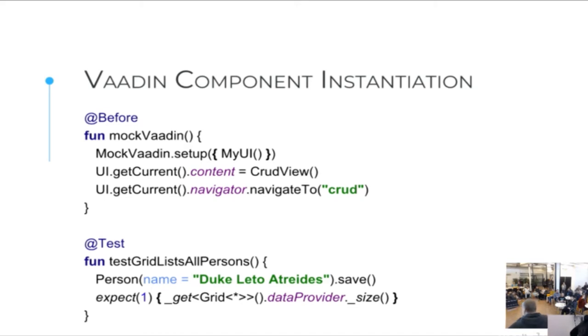Well, we need to prepare the Vaadin environment, right? So there is this function, which is actually really small, maybe 20 lines or so, which creates the Vaadin session and all the classes necessary. And then it will instantiate our UI and set it as the current one. And now we can actually use UI get current and set the contents to some view, and now we can actually test that view.